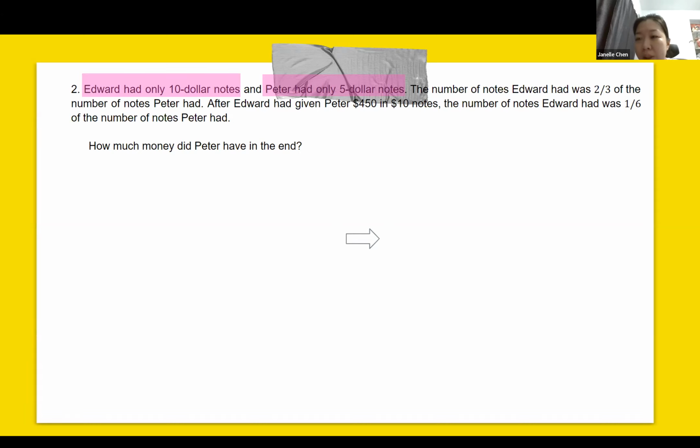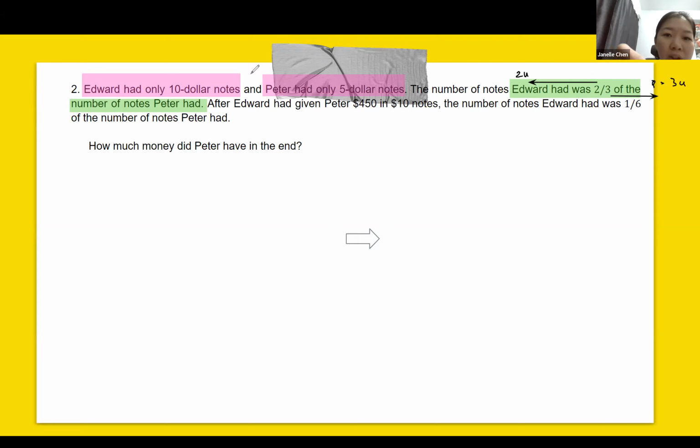It's basically writing the units down, but in another form. So let's say here, Edward had 2/3 of the number of notes Peter had. Remember just now, for a fraction like this, the numerator always goes in front, the denominator always goes behind. So in other words, Edward is equal to 2 units here, and Peter is equal to 3 units here.